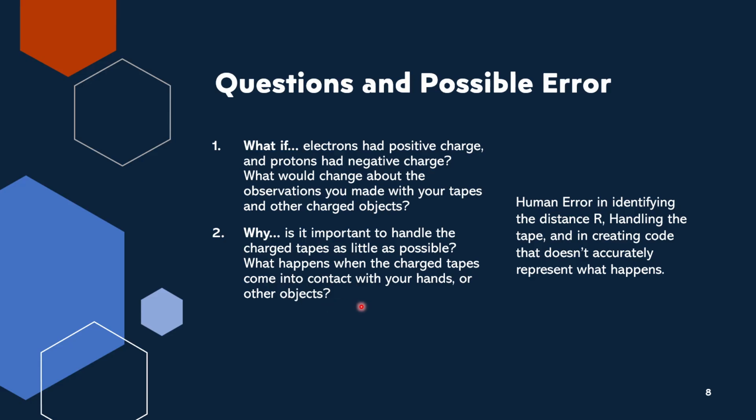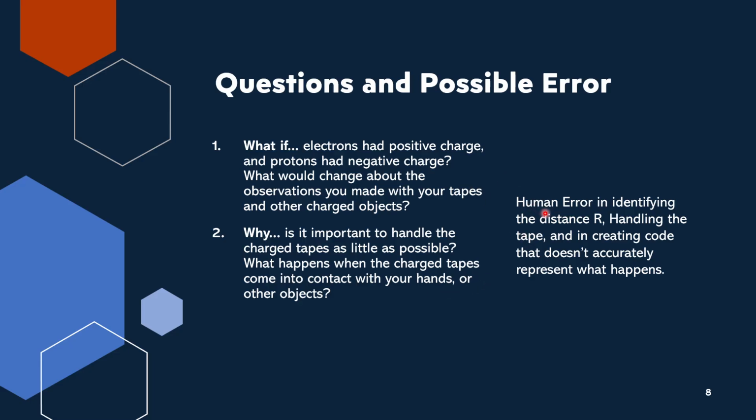Now, why is it important that we handle the charged tape as little as possible? Because what happens when you come in contact with the tape is the electrons actually leap off of the tape and come onto your hands, as your hands work as a bit of a conductor. And so it's taken away from the charge of the tape, which would mean the two tapes need to be closer in order to overcome the force of gravity, skewing the actual results of the lab, giving a false answer for how much charge is on the tape initially. So that would contribute to possible error.